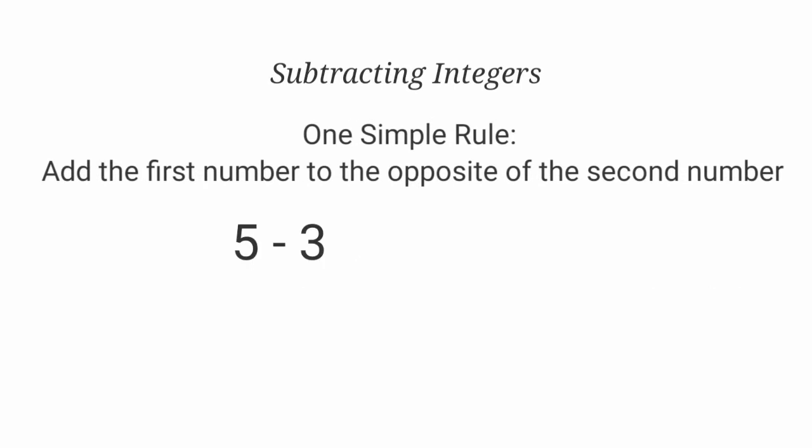Let us try answering 5 minus 3. Following our simple rule, we have to add the first number to the opposite of the second number, which means to say that we won't be having any changes in the first number, and then from subtraction, it will now become addition, and the second number, which is positive 3, will become negative 3.